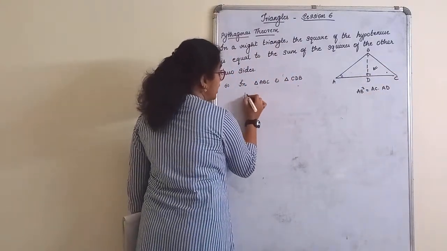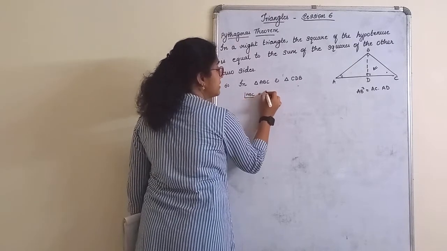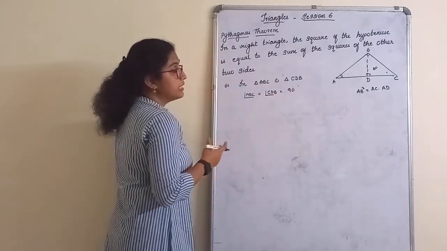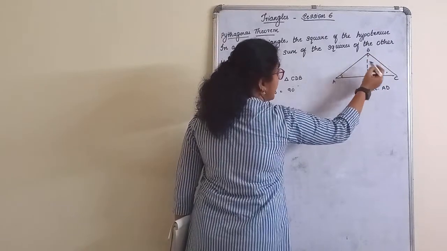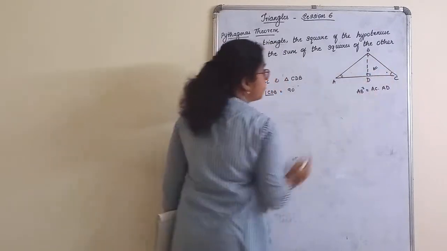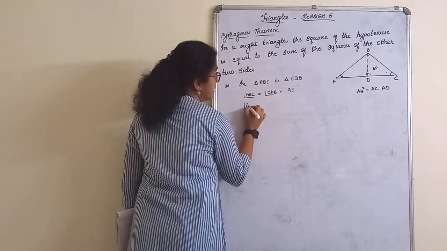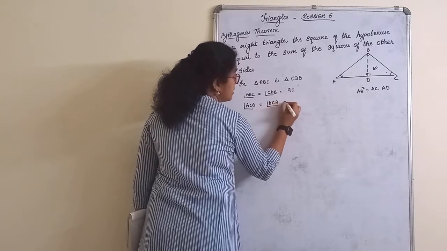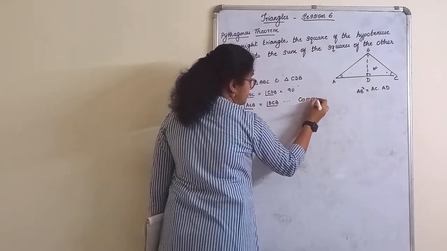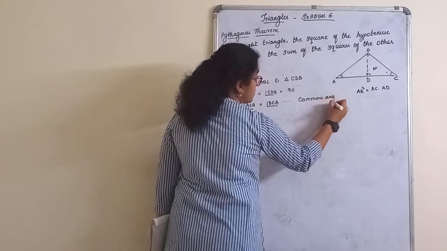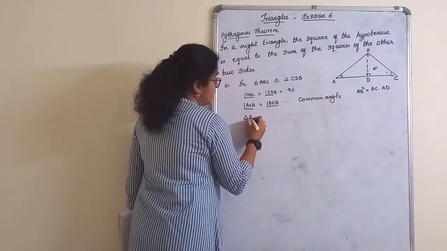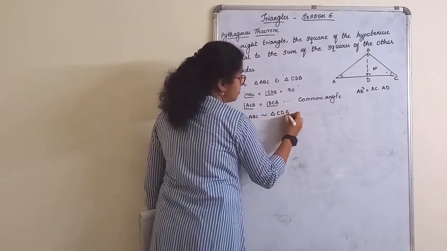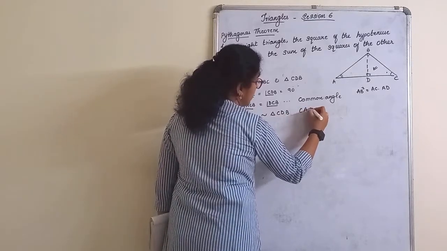Again, first is a common one. What is that? Angle ABC is equal to angle CDB, that is equal to 90 degree. Next, angle ABC and angle CDB. So C is common for both. Angle ACB is equal to angle DCB, that is nothing but common angle. Triangle ABC is similar to triangle CDB by double A criteria.